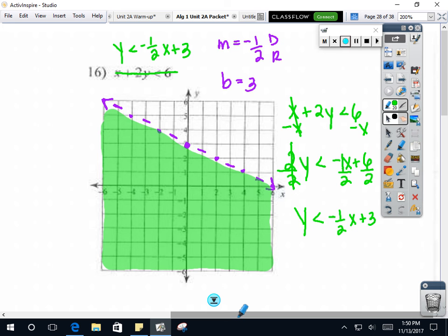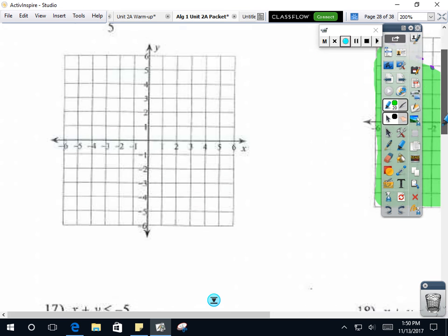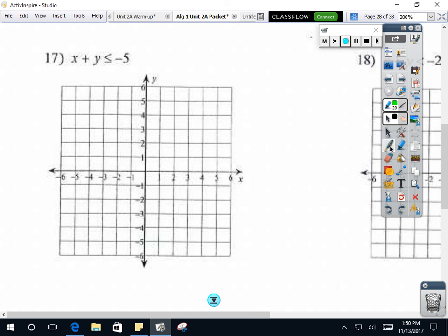Number 17. The first thing I need to do is take that to the side and rewrite it in slope-intercept form. So what do I do first? Minus x on both sides. Y is now less than or equal to negative 5 minus x, or you could go ahead and reverse that so that your mx is first and your b is second. So now that's ready to graph.